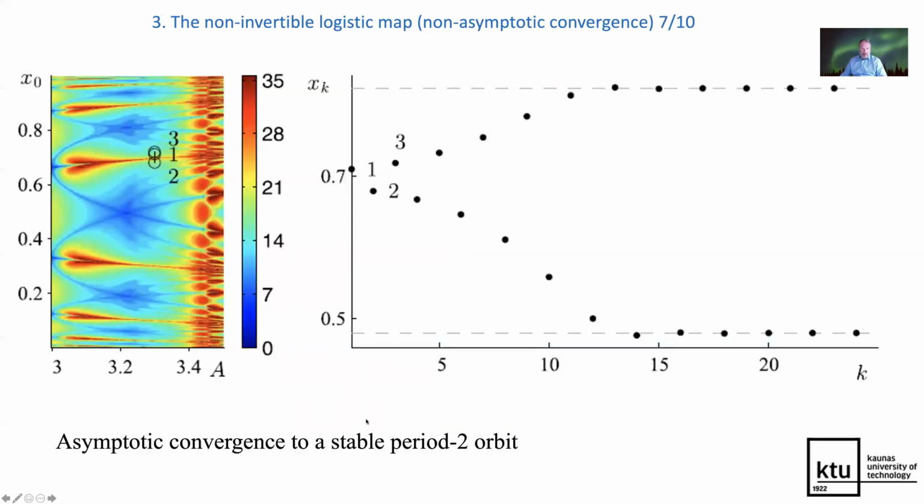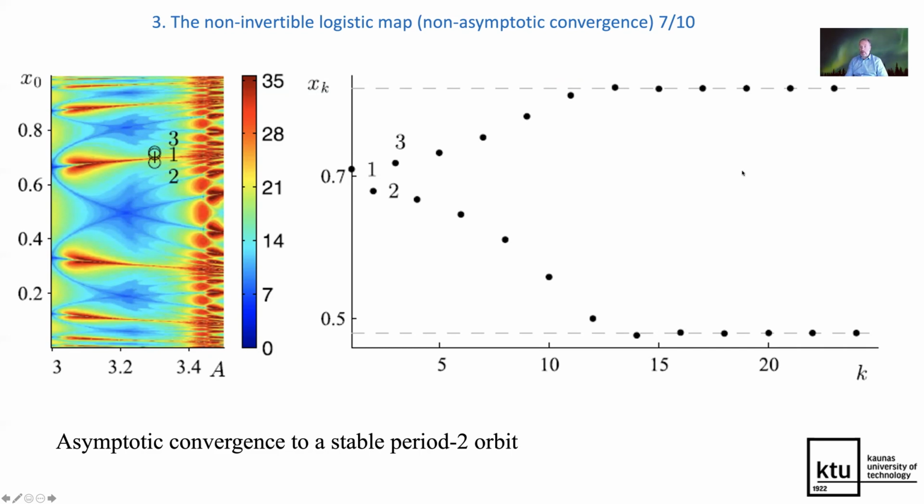So taking a closer look at the paradigmatic logistic map, we may observe 3 different kinds of convergence. The first one is asymptotic convergence to a stable period 2 orbit. Please observe that we are working in the region where the parameter A is equal to 3.3. This is the area where the period 2 orbit is stable. So we are starting from some initial condition, and we asymptotically converge to the period 2 orbit.